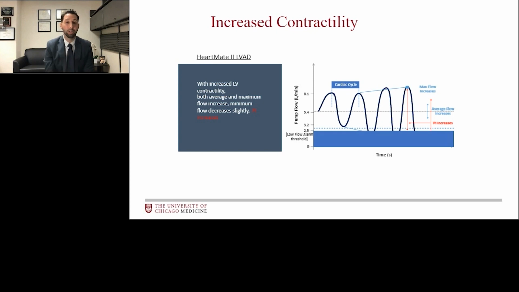The HeartMate 2, although it loses some of the flow discrimination at low flows, overall still sees this scenario as an increase in flow. Maybe slightly less than the HeartMate 3 would have in the same clinical scenario, but if you look at the variation in flow on the right side of this curve compared to the initial starting point, there still is more variation in flow, and therefore there is still more variation in power, and the HeartMate 2 still will see this as an increase in pulsatility index.